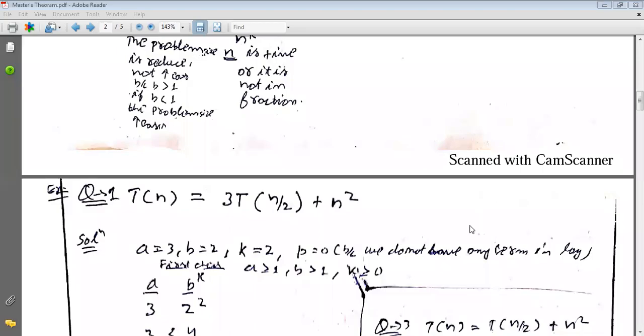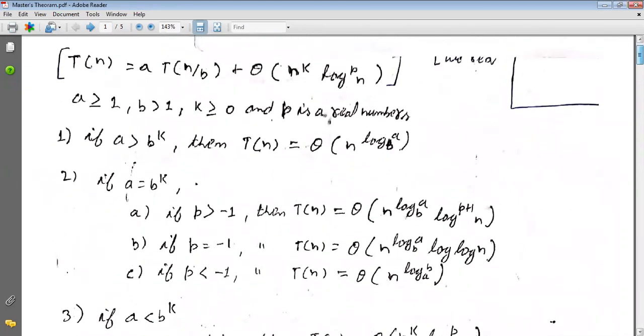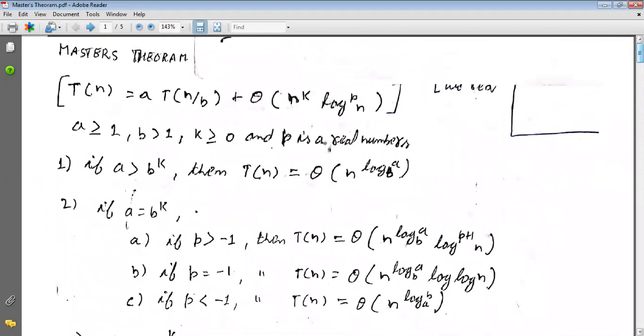As we discussed what the master's theorem is in my previous videos, and we already saw how the master's theorem works with some numerical problems, today we are continuing with some numerical problems that can be solved with the help of the master's theorem. Before that, I just want to go through a quick revision of the master's theorem, what actually the master's theorem is.